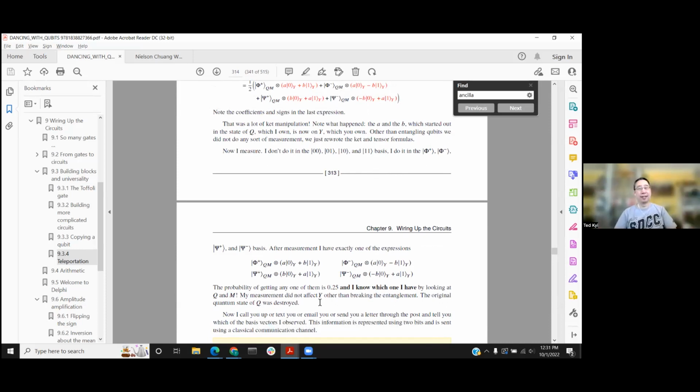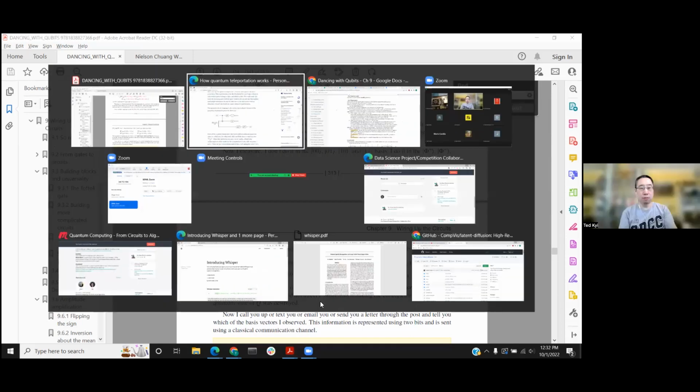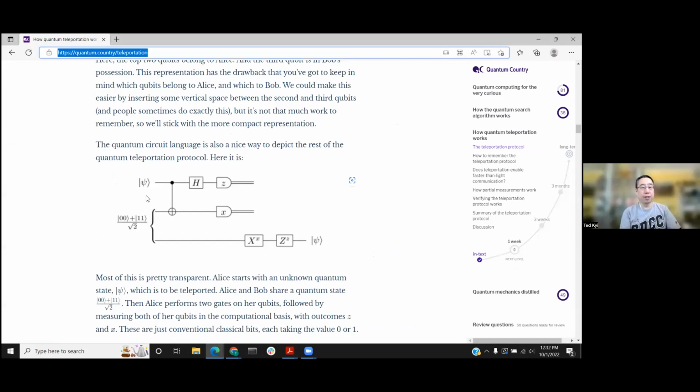So we don't care about the state of our qubit, right? In this diagram, this is Q over here, this is M, and this is Y. And so M and Y are initialized to be entangled in the plus state. I don't know if that answered your question.